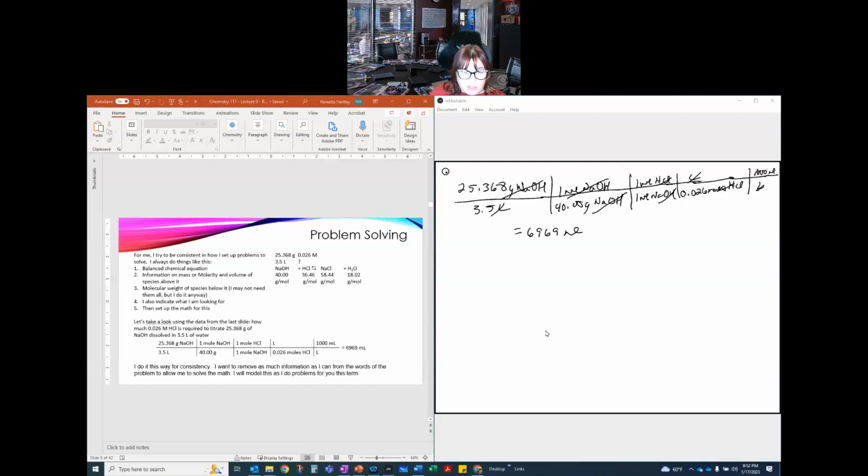Another thing that I try to do is when I'm setting up problems to solve, I try and get all of my information out of the question that I've been asked. And the first thing I always do is say, okay, what am I dealing with? Can I write a balanced chemical equation for this? So if I'm looking at the reaction between HCl and NaOH to give me NaCl and water, I'm sorry, that's going to be NaOH plus HCl, going to give me NaCl plus H2O.